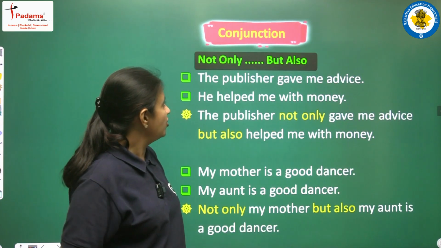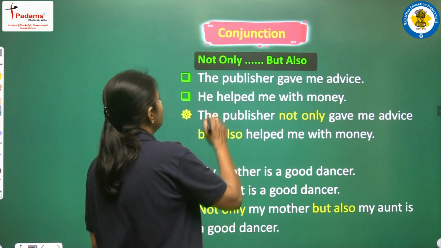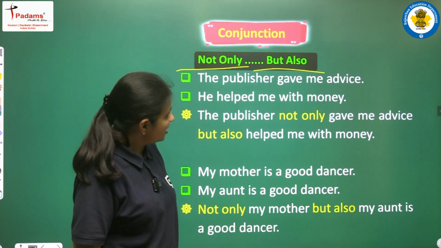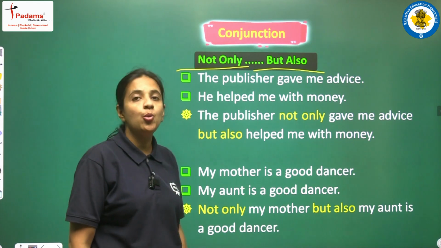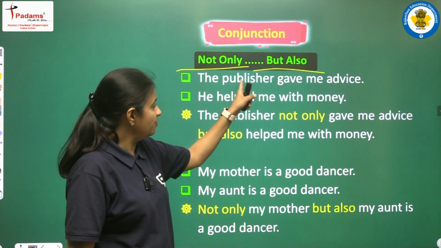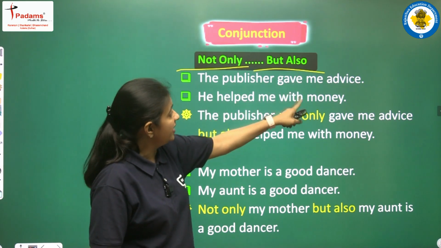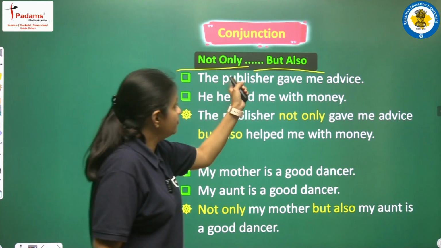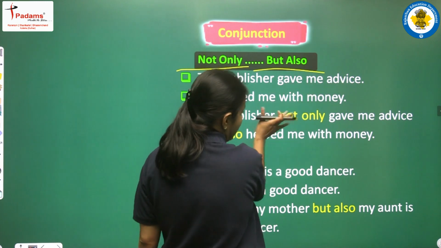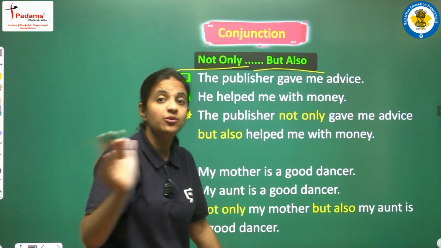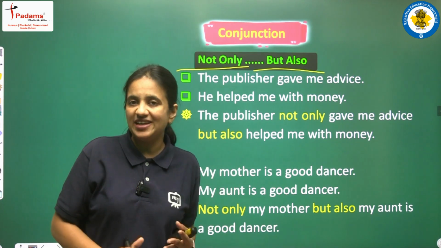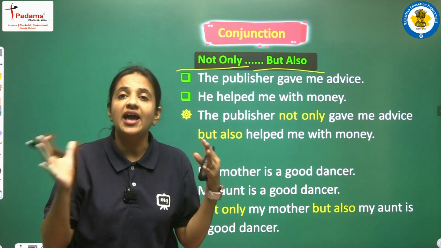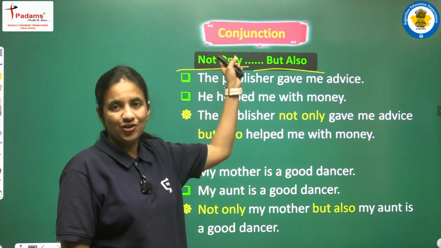Alright. Next, moving on, we have a new conjunction here. So now we will talk about "not only but also". So let's see. The publisher gave me advice. He helped me with money. Here we are talking about the publisher, and about two things that he did. What was the first thing? The first thing was that he gave me advice. The second thing was that he helped me with money, right? So these are the two actions that were performed by the publisher. Now we will add these two actions using the conjunction "not only but also".